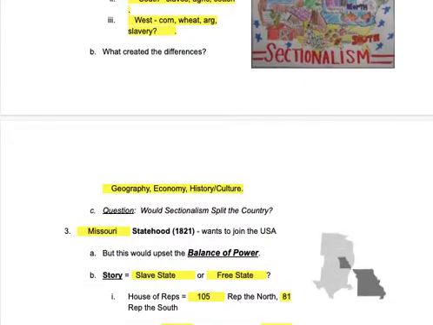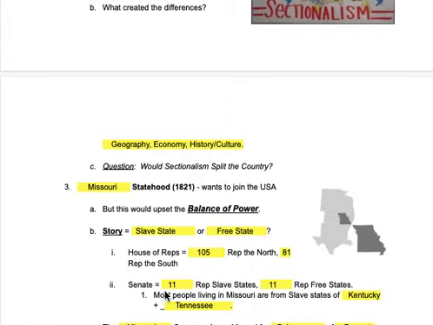So, we got to do this in government. Very difficult to do. In the House of Representatives, we have 105 that represent the North in northern interests and northern goals, and only 81 in the South. That's a pretty big disparity when it comes to lawmaking. The South, not too happy about it. But when it comes to the Senate, there's an equal number, 11 and 11. 11 slave states, 11 free states.